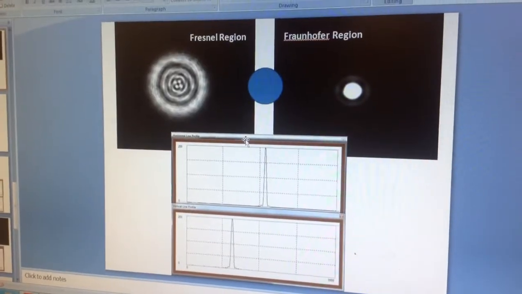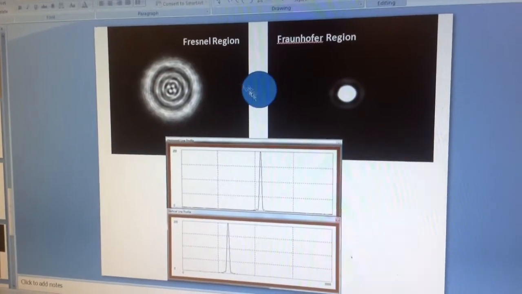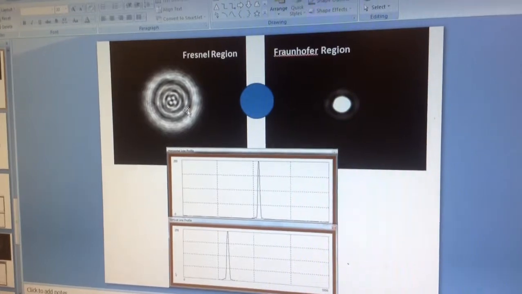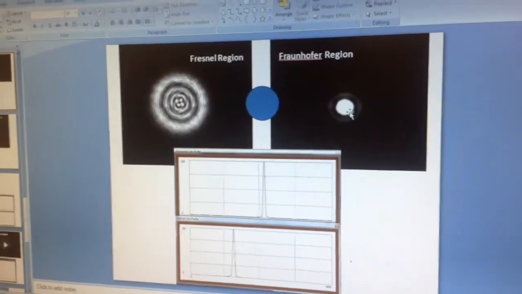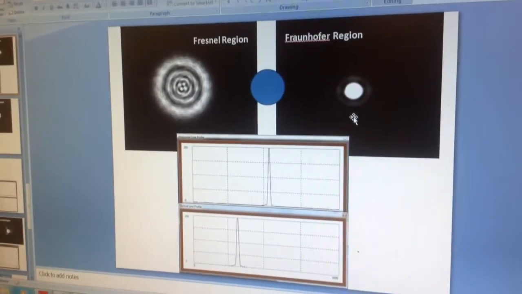We looked at 4 different complex aperture shapes. This one is a circle, and we saw strange diffraction in the Fresnel region and regular diffraction in the Fraunhofer region, which I'll describe later.